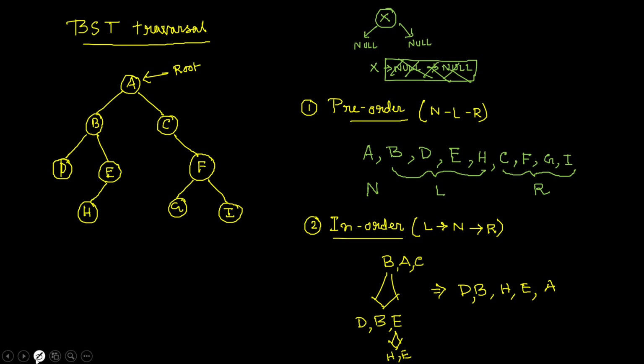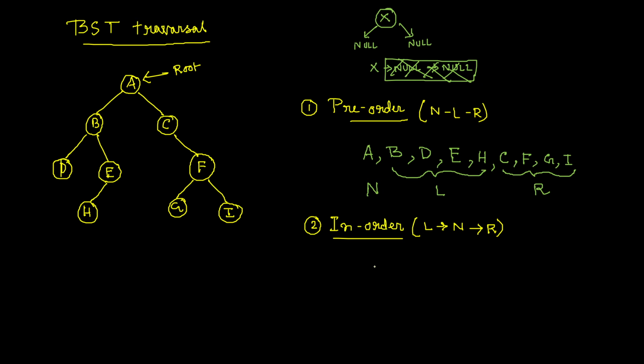So that means my order, let's erase this part, so ultimately the order becomes D, then B, then H, then E, and then A. So you see that this is the whole left subtree of the actual tree rooted at A. So your left is completed, as we have seen with respect to the original tree.